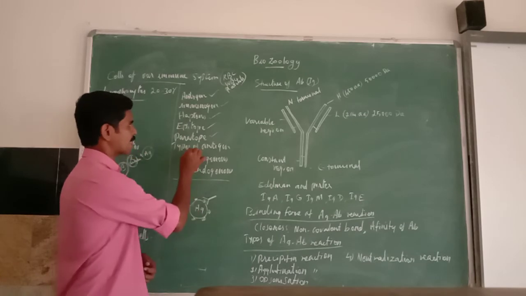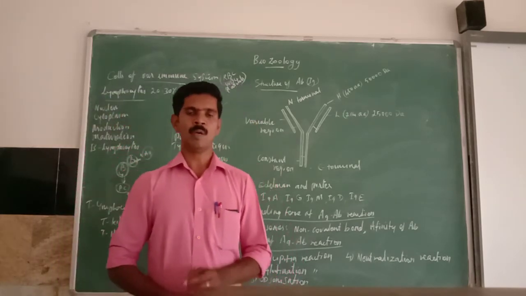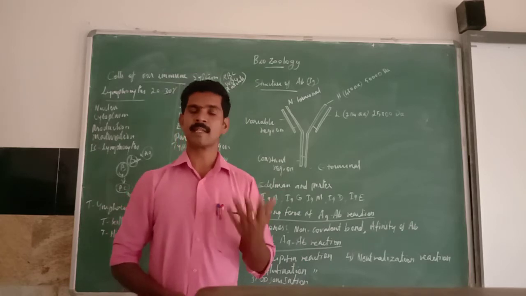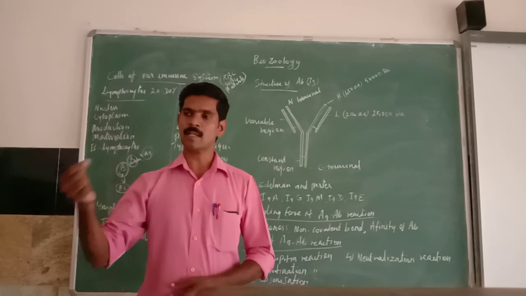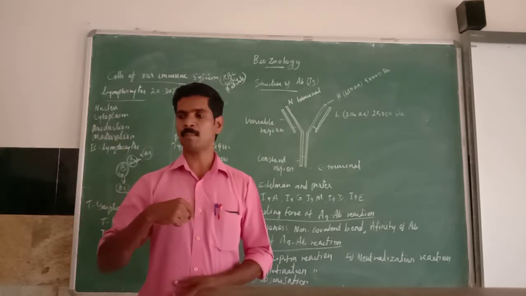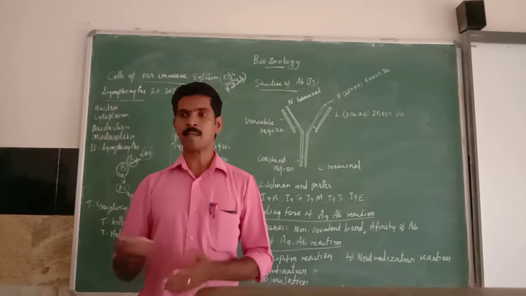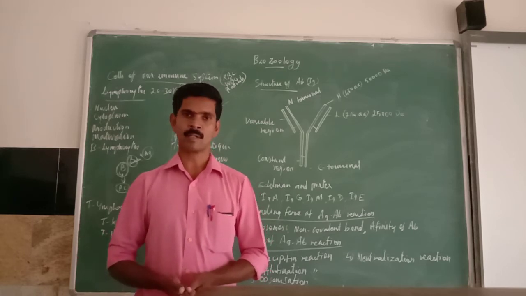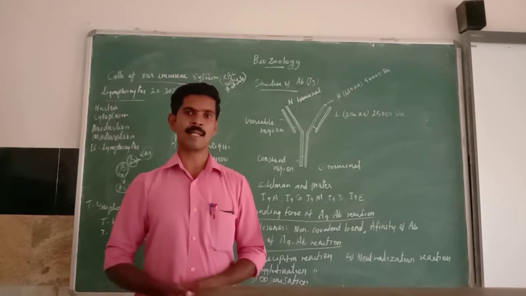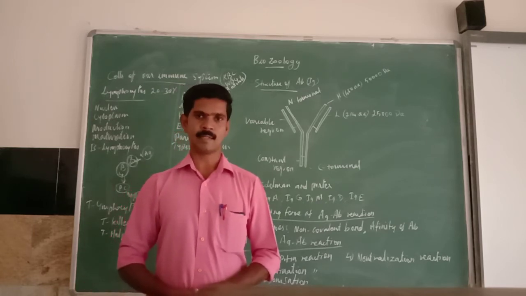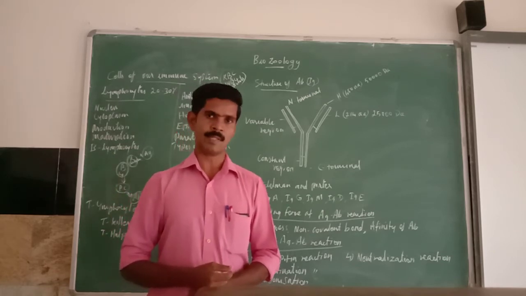Then the next one is types of antigen. Antigens are classified into 2 important types. One is exogenous antigen, and the second one is endogenous antigen. Here exogenous antigen means the antigens entering the body from outside. Examples for exogenous antigen: microorganisms, pollens, pollutants, some drugs, chemicals. So the antigen which enters the body from outside is called exogenous antigen.